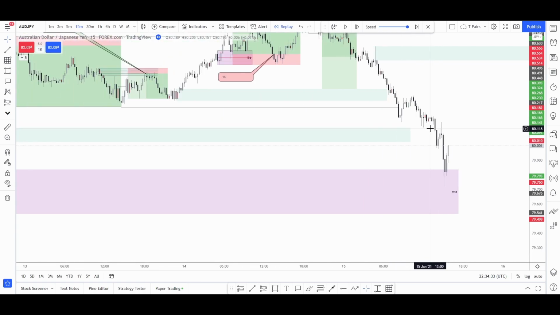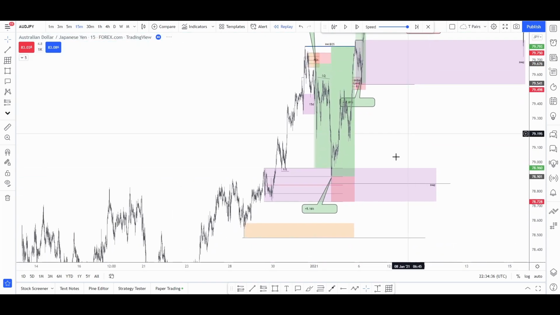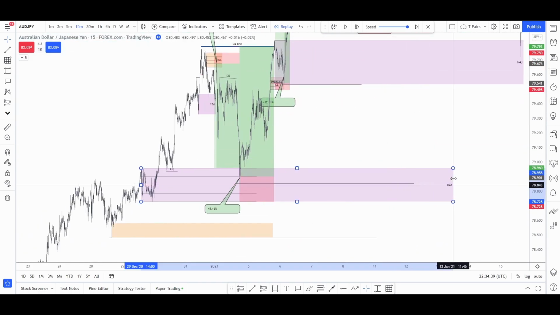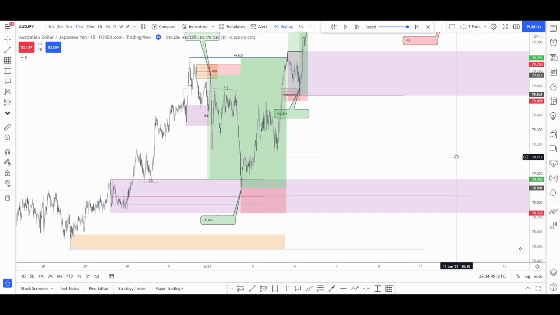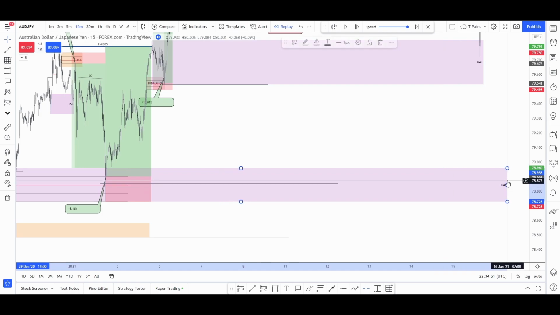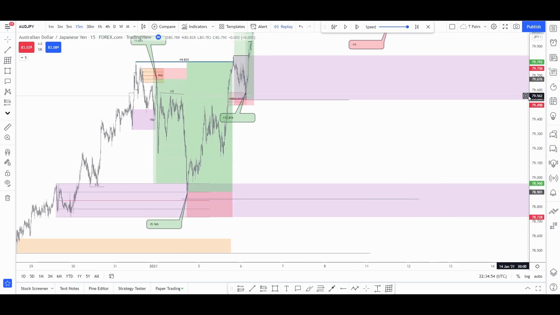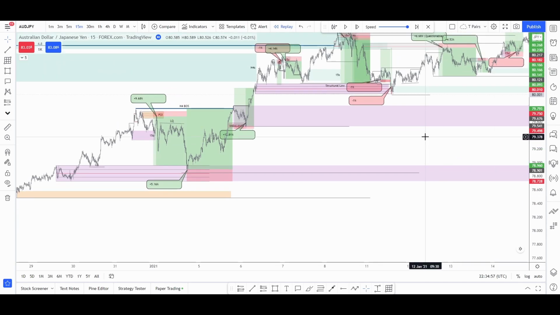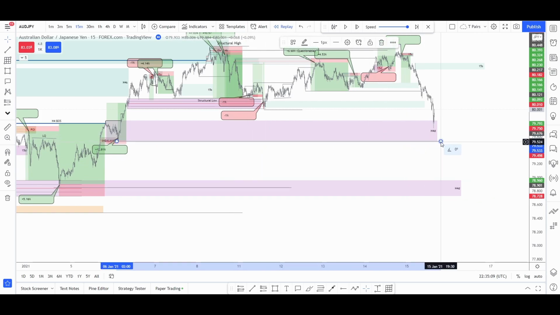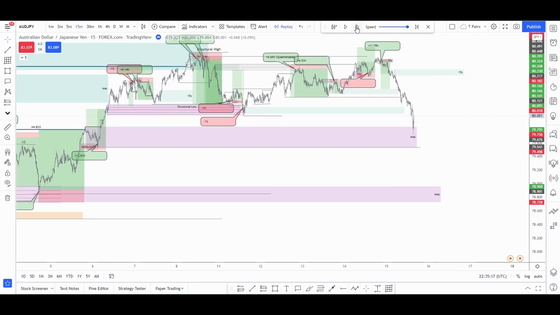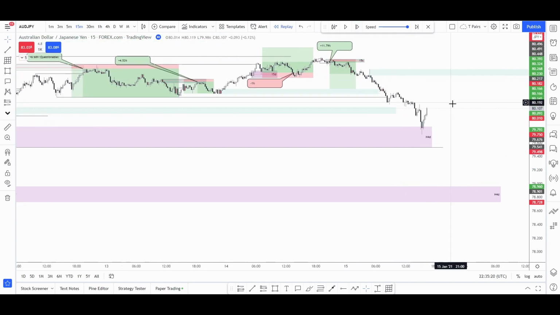Now I've got to be aware that we could continue down. What if we did? We've got this 4-hour over here. Did get hit. This is miles away. This is like 200 pips. No, 100 pips. I reckon this one will probably hold anyway. And if not, we've got this as the absolute low of that zone. So, yeah. Right. Oop. Can't even see what's going on there.